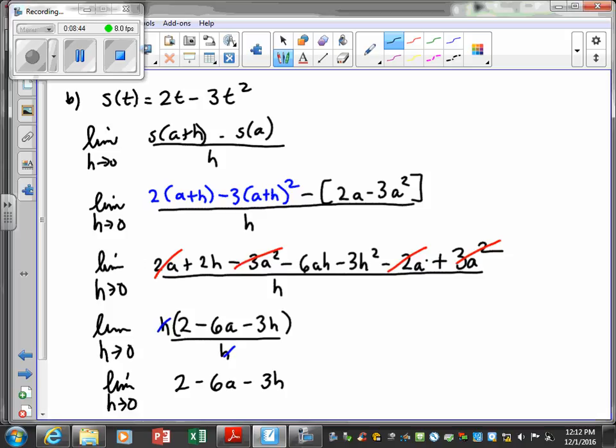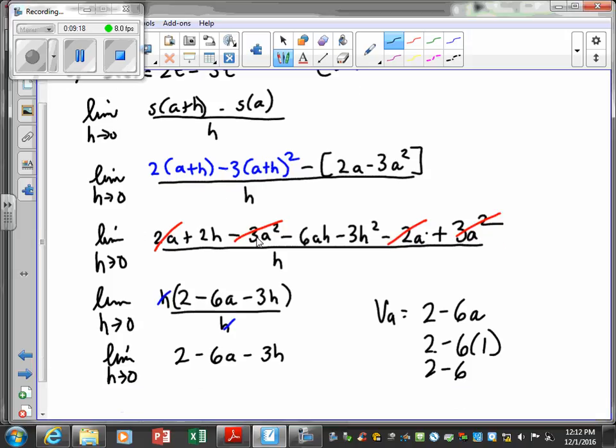Okay, we evaluate the limit, and what is the velocity? What's the limit as h approaches 0? So it's just going to be 2 minus 6a, but it told us at a particular point, right? Didn't it say at t equals what? So they also told us that t equals 1, and in this case our a is going to be 1. So we would get 2 minus 6, which is going to be negative 4 centimeters per second.